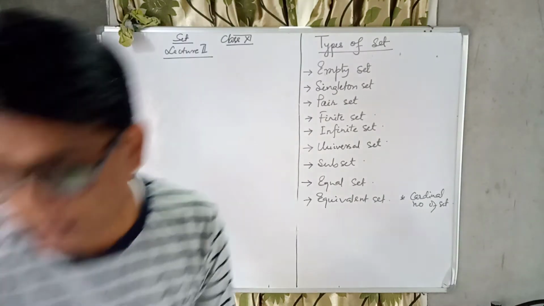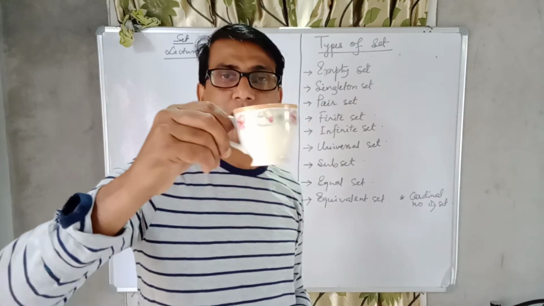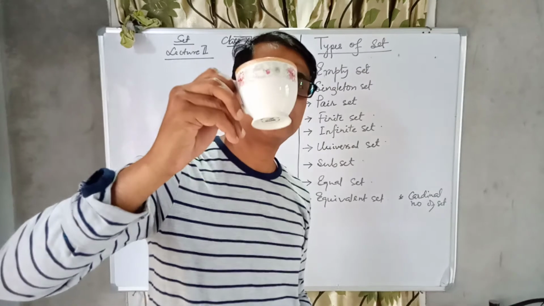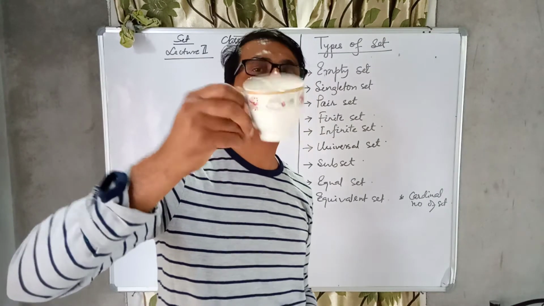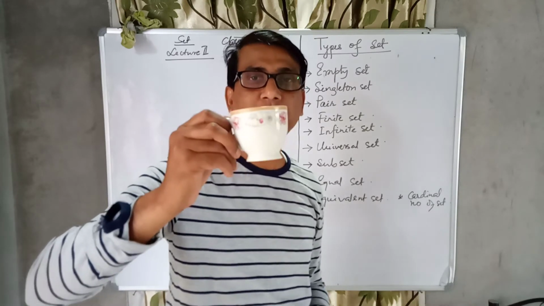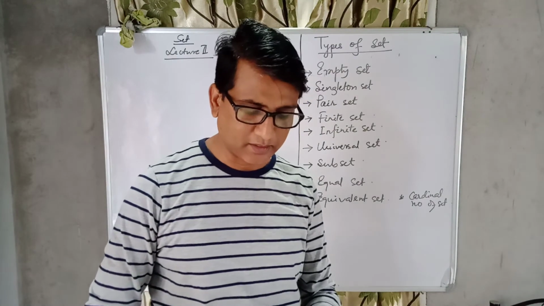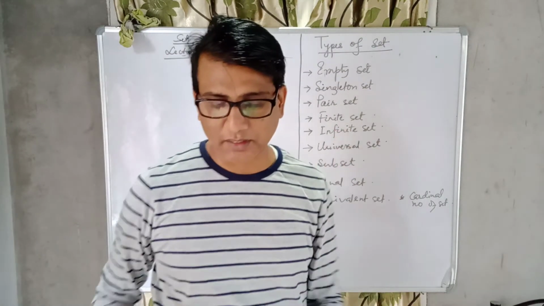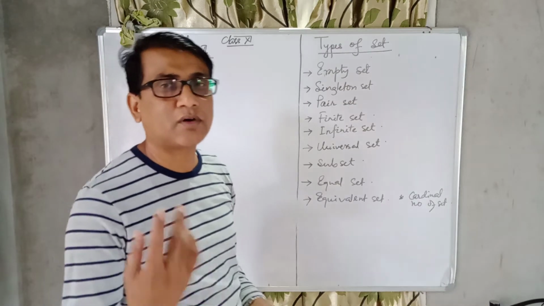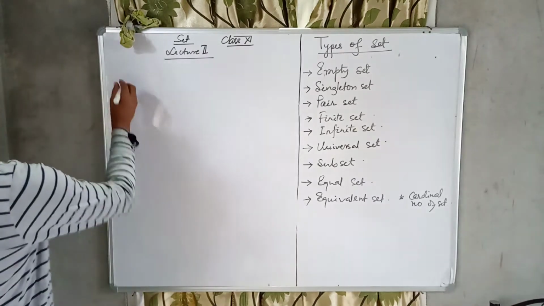Suppose in my hand this is a cup. If there is nothing in this cup, is there anything in the cup? No. That means the cup is empty. Like that, if there is no object, no element in a set, that set is called the empty set. So the first one is the empty set.